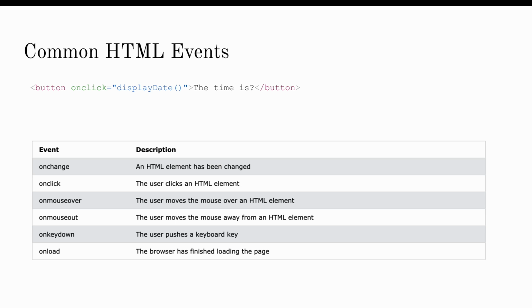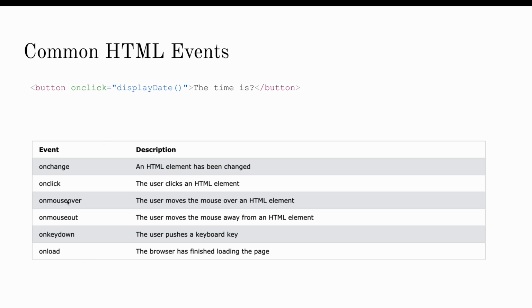Most of the time we use exactly these things in web programming, and those are the events. The first one is on change, on click events, on mouse over: the user moves the mouse over an HTML element, and on mouse out: the user moves the mouse away from the HTML element. Okay, and then we have on key down and on load. So these events are important.